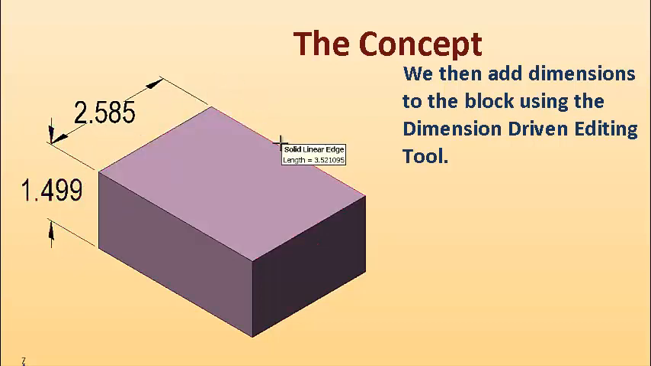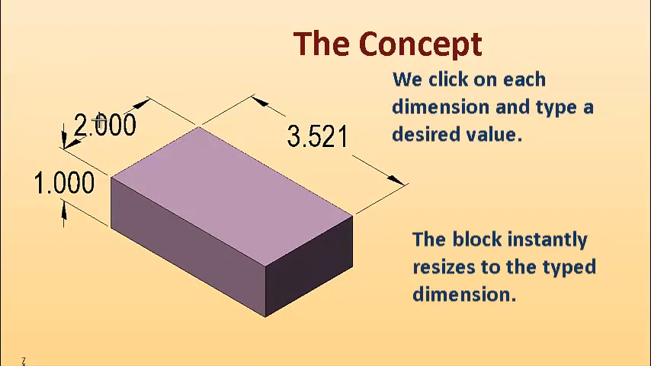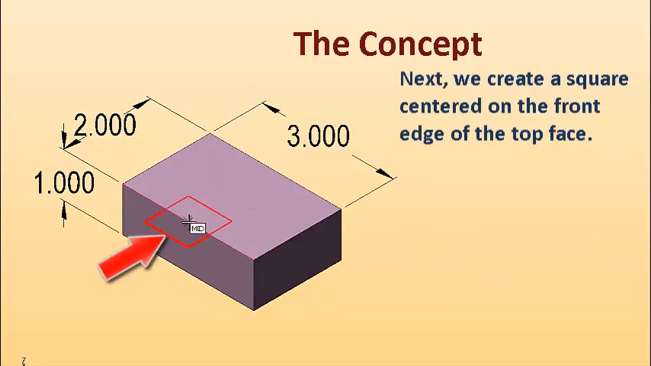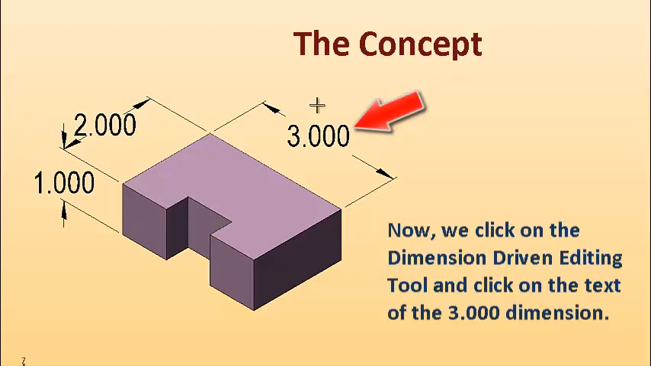And then using the dimension-driven editing tool, we'll click on each dimension and type the value we want. We're going to go to 1 by 2 by 3. Next, we'll create a square on the top face of the block, centered on the front. We'll use the cut tool to create a slot.